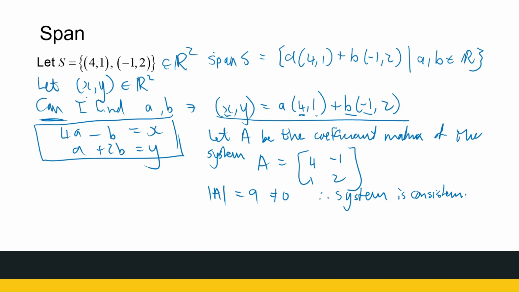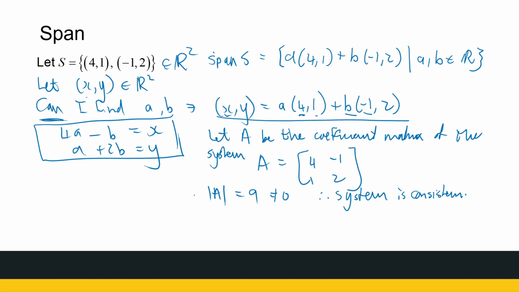Meaning you can find A inverse and use A inverse to find A. You can use Cramer's rule to find X, A and B. You can use Gaussian elimination to find A and B. You're going to find an A and a B that satisfies the system.